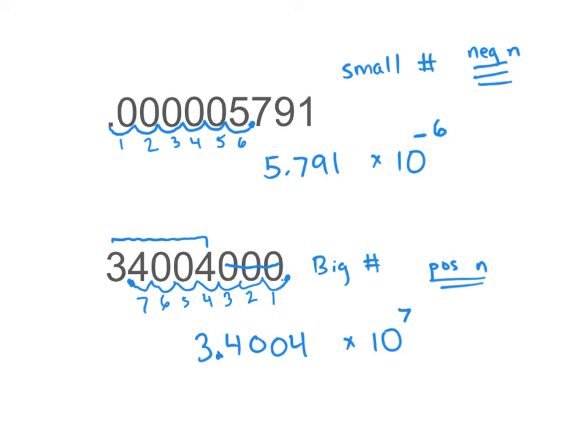All right, so we did 2 examples of going from real numbers to scientific notation. And now we got to go the other way. Like, so example right here above the 10. All right, that's my n.